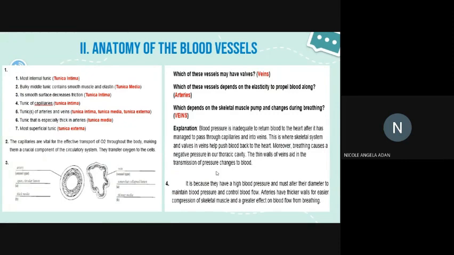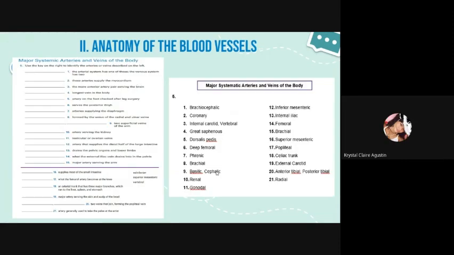Number 4, why are the walls of arteries relatively thicker than those of the corresponding veins? It's because they have a high blood pressure and must alter their diameter to maintain blood pressure and control blood flow. Arteries have thicker walls for easier compression of skeletal muscle and a greater effect on blood flow from breathing.